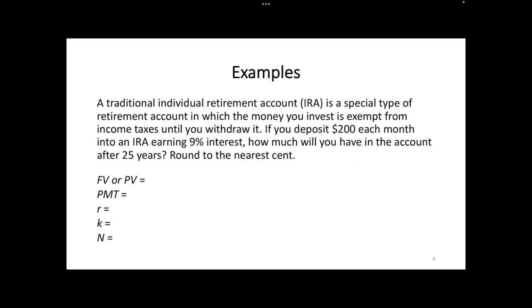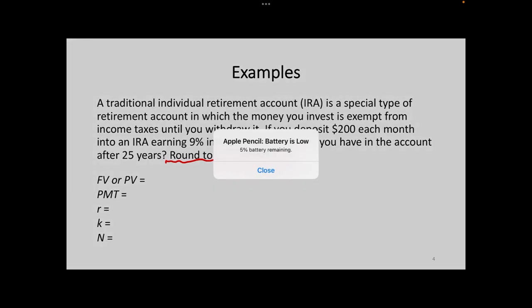Okay, now let's look at an example. A traditional individual retirement account, that's IRA, is a special type of retirement account in which the money you invest is exempt from income taxes until you withdraw it. If you deposit $200 each month into an IRA earning 9% interest, how much would you have in the account after 25 years? Round your answer to the nearest cents. All money amounts, you always need to round to the nearest cents because that's the smallest currency we have, right?